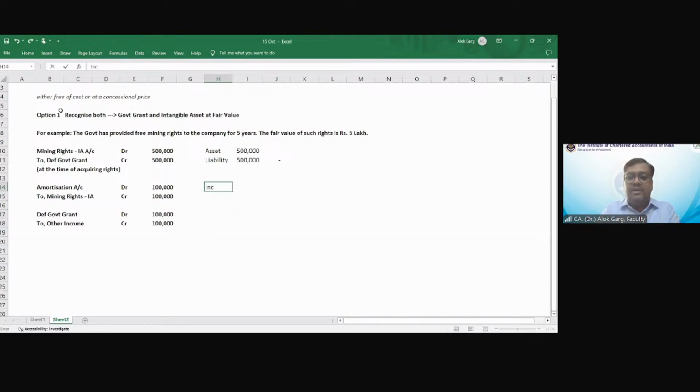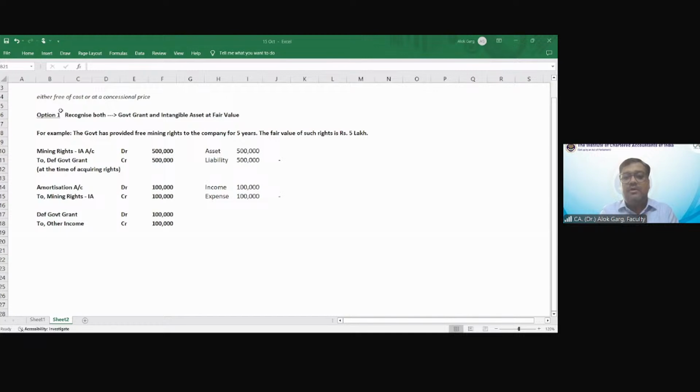Now what is your income? Every year income is 1 lakh rupees. What is your expense? Every year there is an amortization of 1 lakh rupees. So your P&L will also be neutral. So this is option number 1. Option number 1, recognize both government grant and intangible asset at fair value.